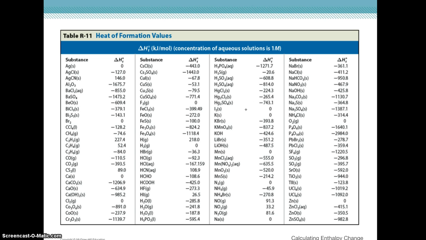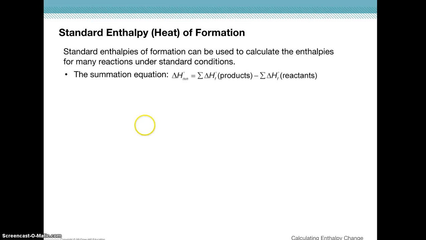to figure out the heat for a chemical reaction. So to do that, we have an equation to use. To find the heat of a reaction, we're going to take, and this little symbol right here is sigma. It means sum of. So we're going to add up all the heats of formation of the products, and we're going to subtract all the heats of formation for the reactants. Okay, so we're going to go back to that table and look at that.